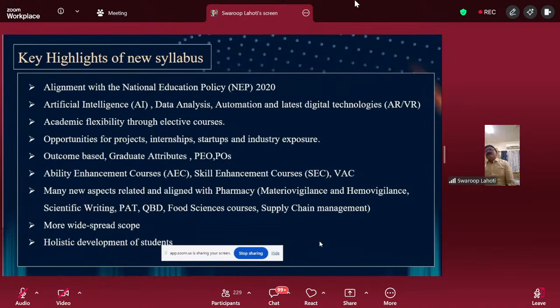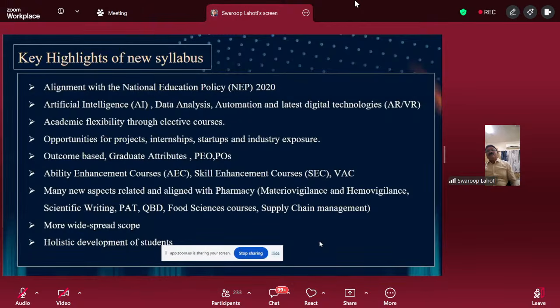These are the key highlights of the syllabus. Artificial intelligence, data analysis, automation, and the latest digital technologies have been integrated into this syllabus. If we see our old syllabus, we are still teaching our students all these subjects, which are routine subjects of pharmacy.